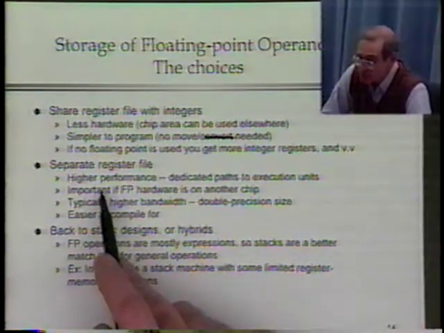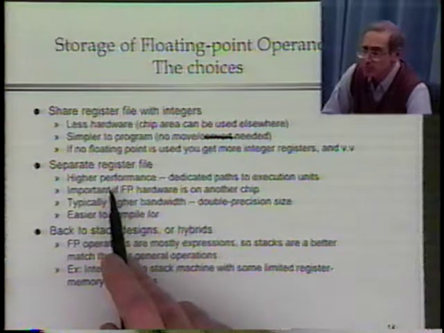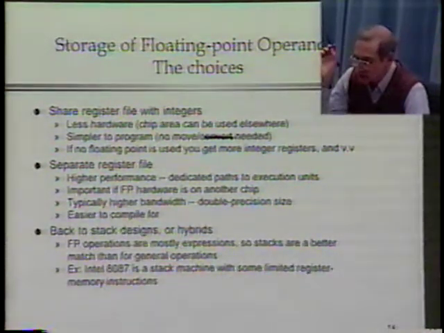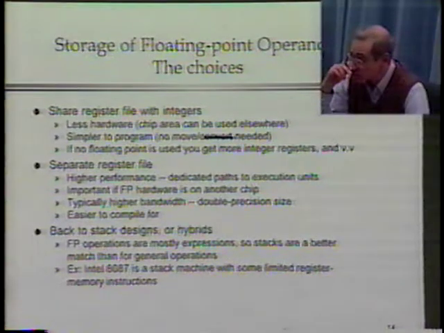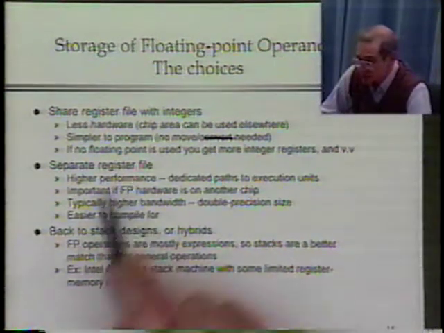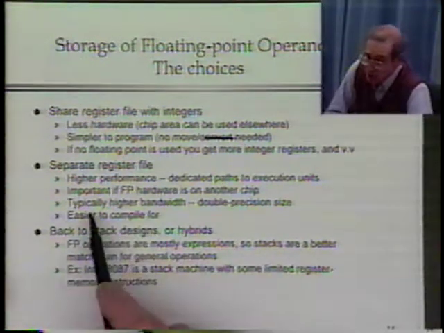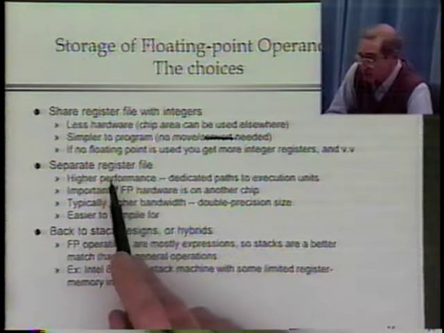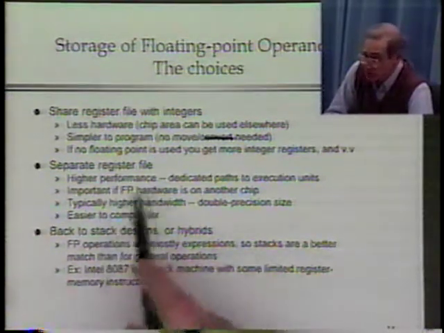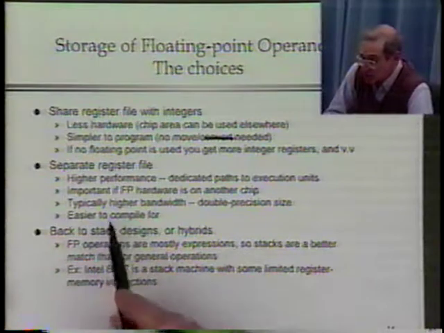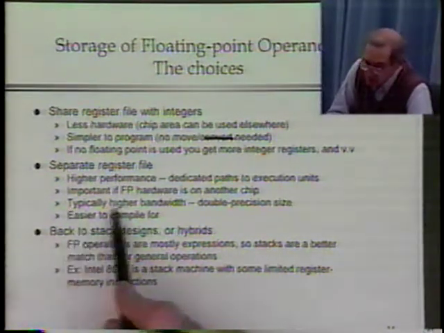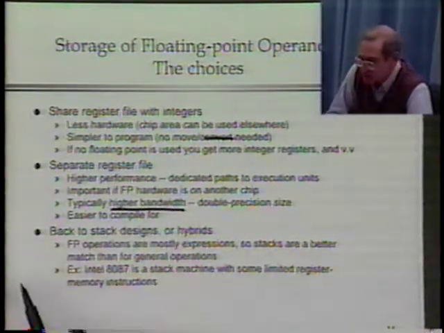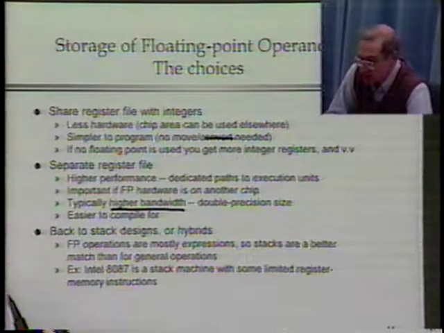If you have a separate register file, though, you may be able to get higher performance because you can have special purpose data paths for the floating point execution units that go directly to the register files. And essentially what you're doing is giving a private register file to each of the execution units, one to the integer unit, one to the floating point unit, which gives you a higher bandwidth for registers as a whole.